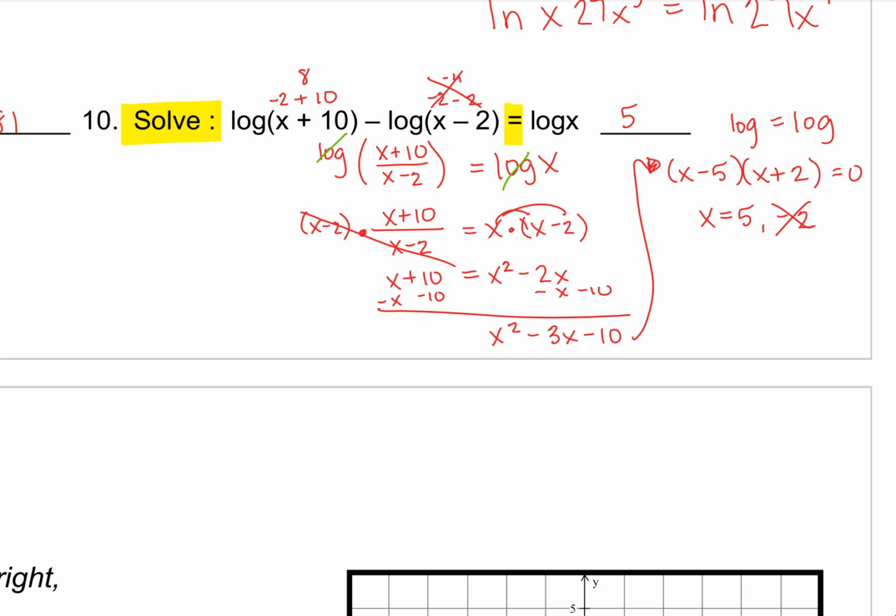Remember, you always have to plug it in and check first. And again, I would also plug in that 5. 5 plus 10 is 15, and 5 minus 2 is a positive 3. It works out. Oh, sorry. Also, plugging it into that log x would also automatically say it's not going to be a solution.